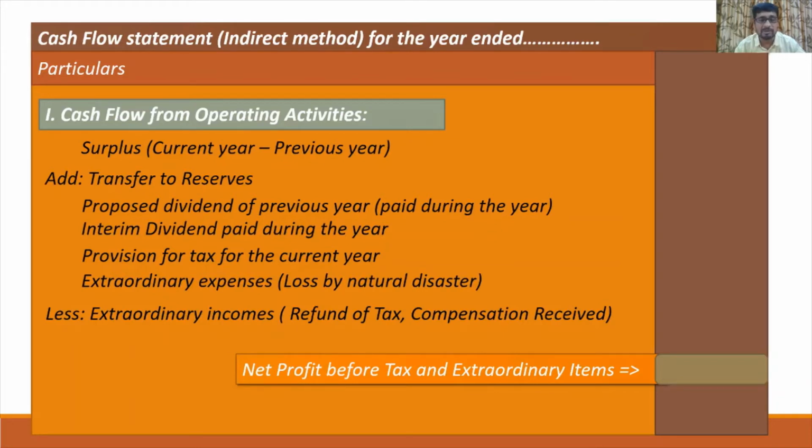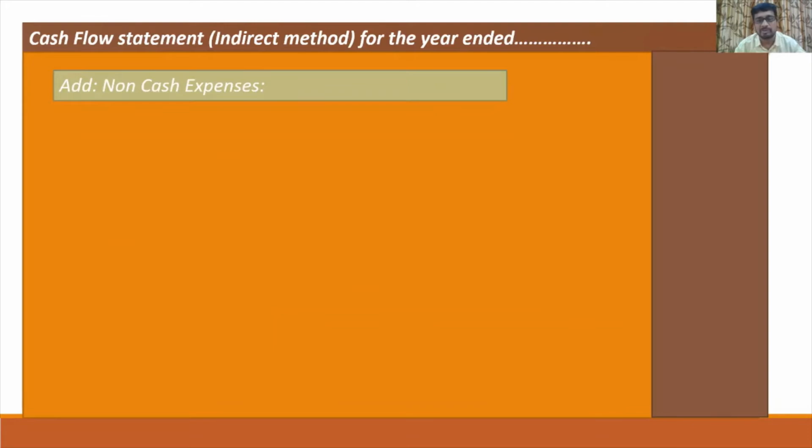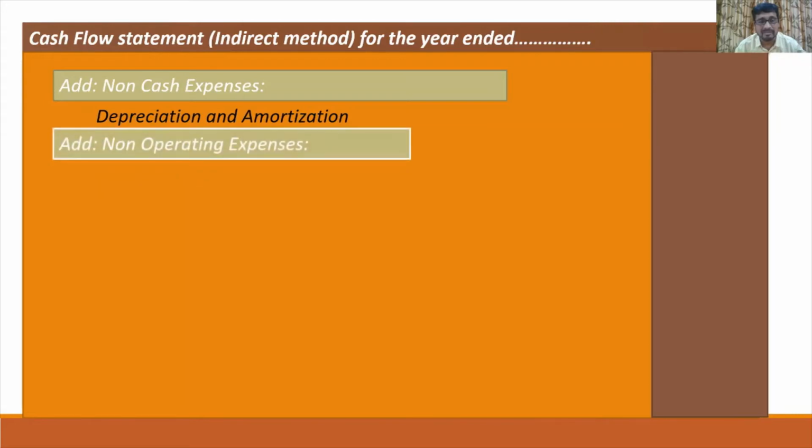Now in this net profit before tax and extraordinary item, we adjust some points. We add non-cash expenses. As the name suggests, non-cash expense is an expense for which cash is not paid. There are only two types of expenses for which cash is not paid. One is depreciation and the second is amortization. Then we add non-operating expenses.